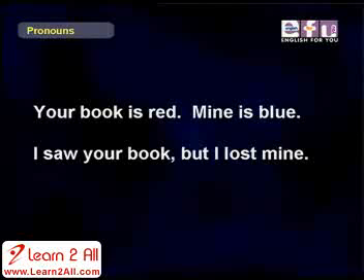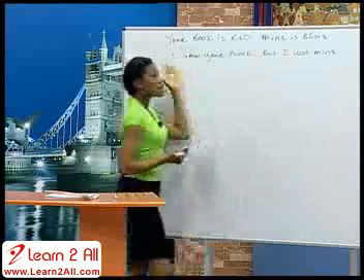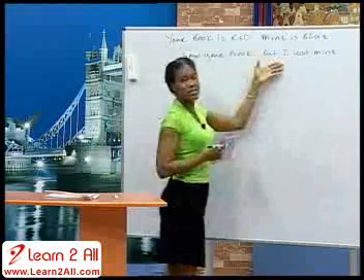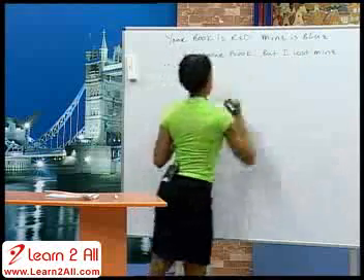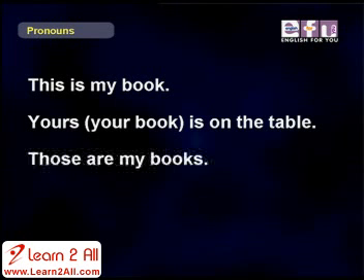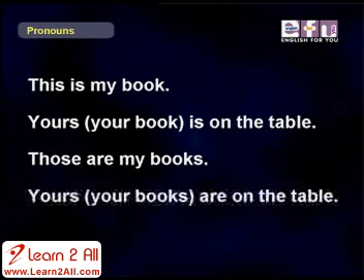I saw your book, but I lost mine. Okay, so I saw your book, but my book I lost. But I lost mine. Okay? Look at these sentences. This is my book. Yours, your book, is on the table. Those are my books. Yours, your books, are on the table.